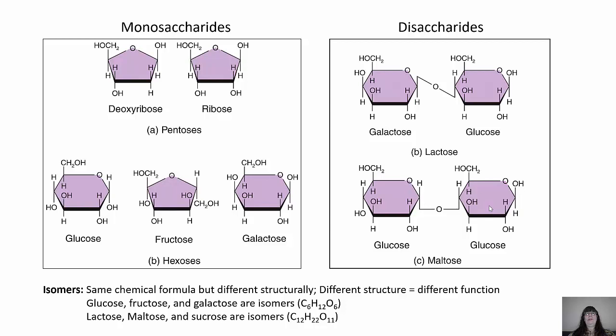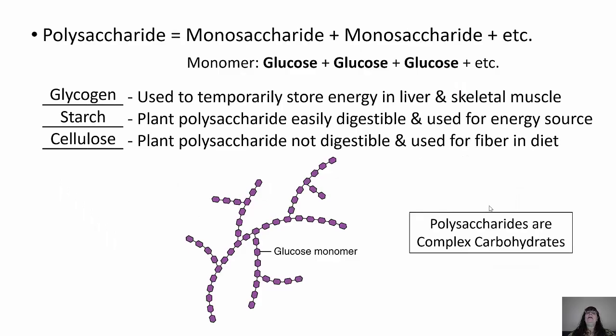If you look at the bottom of the first picture, you have glucose, fructose, and galactose, all different structures, but the same chemical formula. Then we also have lactose, maltose, and sucrose, all have the same chemical formula, C12H22O11, however, different structures. So isomers, same chemical formula, but different structures. And since they have different structures, they have different functions. Do not get it confused with isotopes, which have a different number of neutrons. 2 different things, okay?